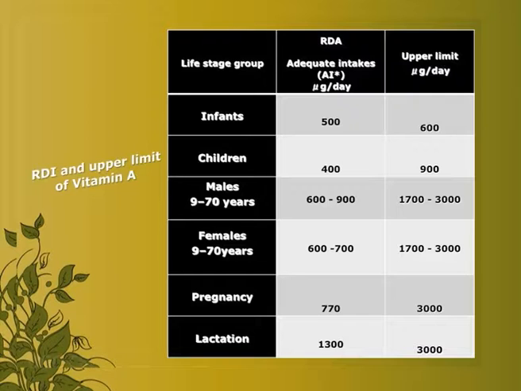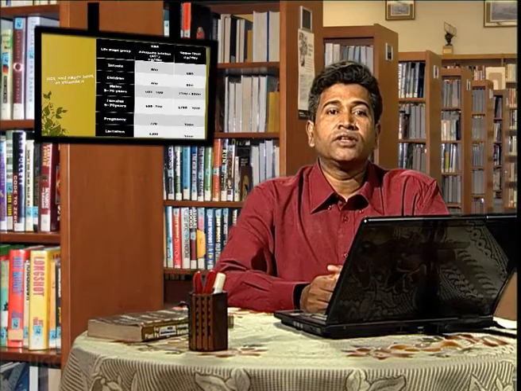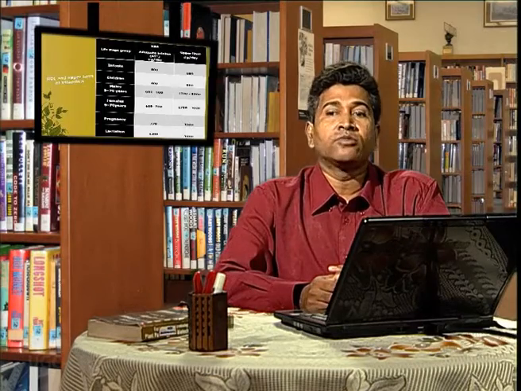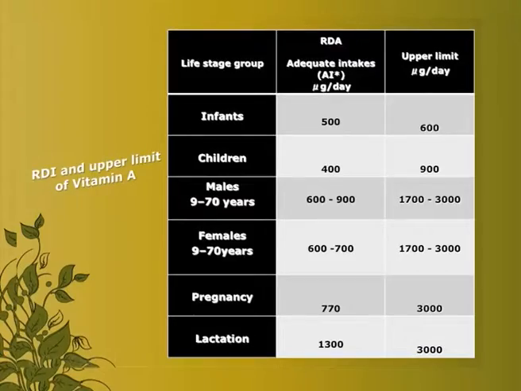It is important to note that vitamin A is a fat-soluble vitamin, and hence its urinary excretion is poor. So if vitamin A is taken over and above the required level, then there is a possibility that vitamin A will accumulate in the body, and if that crosses a particular level, then toxicity symptoms may arise. Thus, there is a reference daily level as well as an upper level for vitamin A.